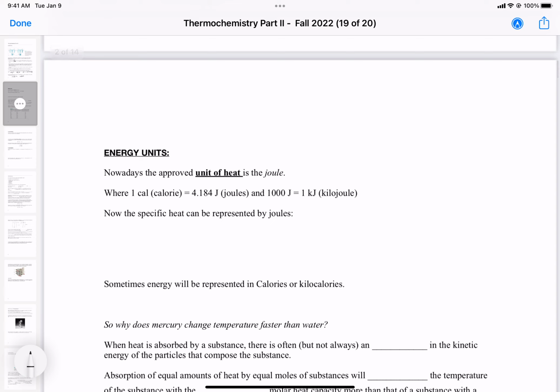So here are some energy units. Nowadays, the approved unit of heat is the joule. So 1 calorie is equal to 4.184 joules. Keep this unit in mind because we'll be using it a lot. And 1,000 joules is equal to 1 kilojoule. So kJ refers to kilojoule.